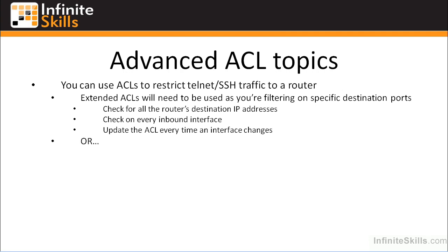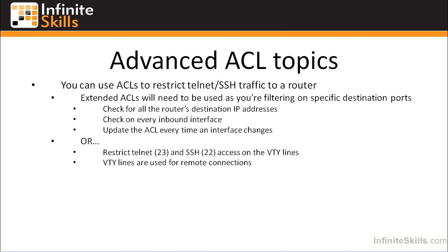The more logical way of doing this is to restrict telnet and SSH on the VTY line. Quite simply, VTY lines are used for remote connection, so you can go into line vty 0 15 and specify your access control list there just like you would on any other interface. And that way, no matter what interface you're coming across, no matter how you're getting to that router, what IP address you're using to get there, this access control list will apply to that traffic.